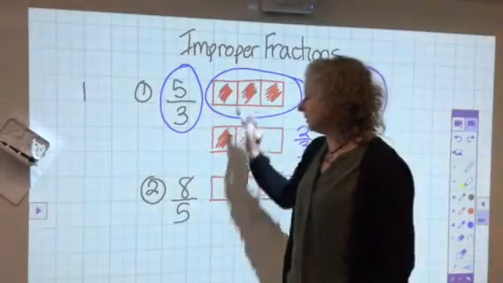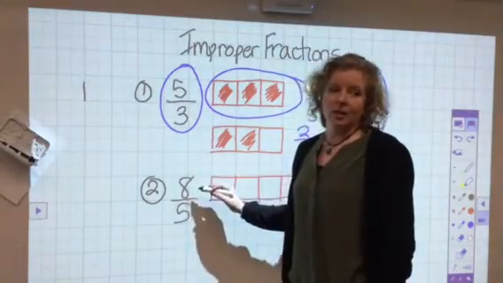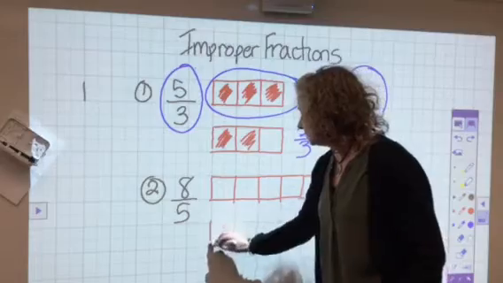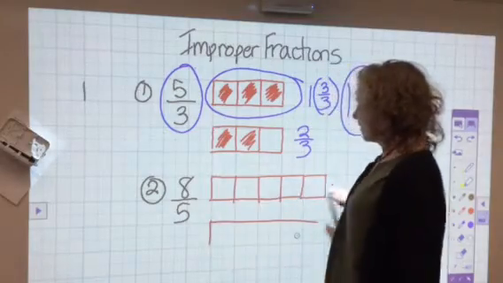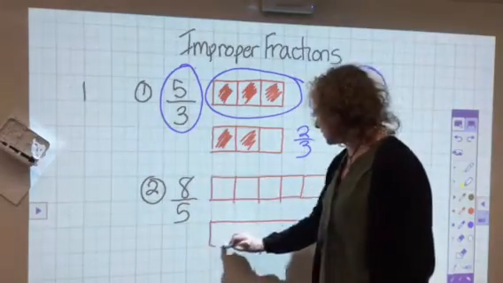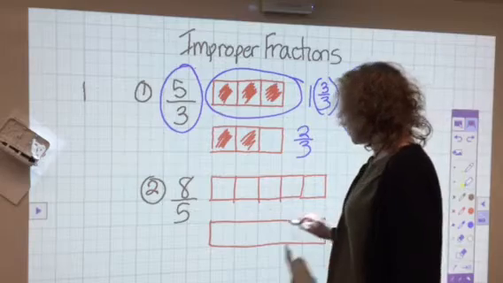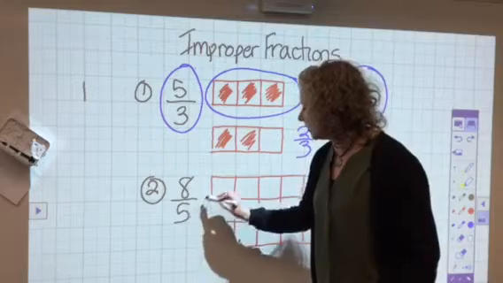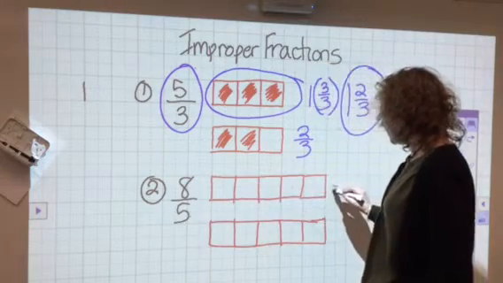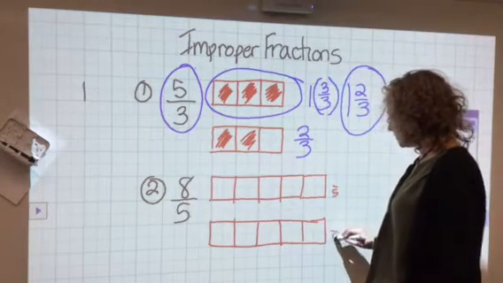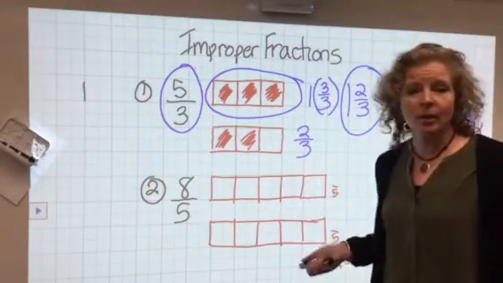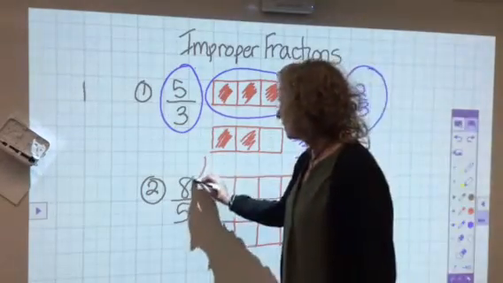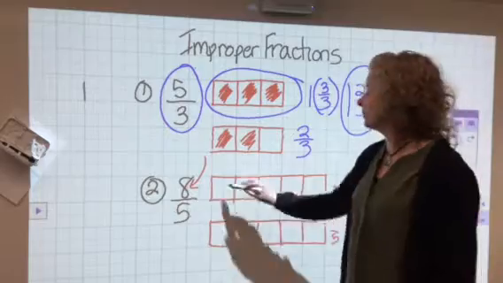Now I already learned up here that I'm going to need more than one of these, because this is 5/5, right? And I have 8/5. So let's just go ahead while I'm at it. I'm going to draw 2 of them. I'm looking at the denominator, and this is broken into 5ths, and this is also broken into 5ths. Now, how many am I going to color in? Look at that number. I'm going to color in 8 of them.